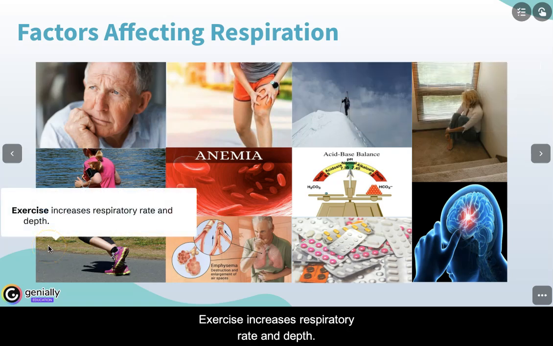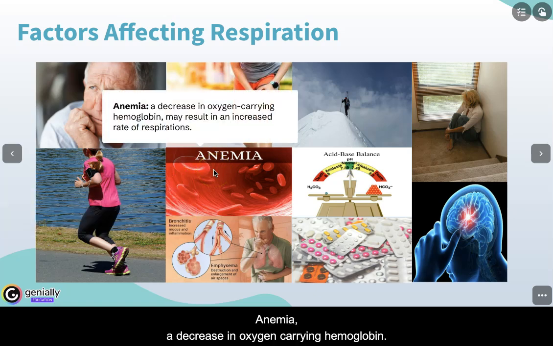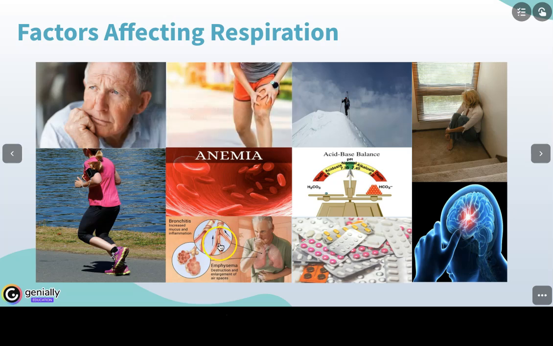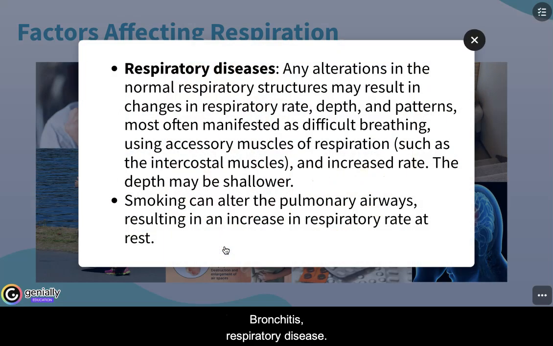Exercise increases respiratory rate and depth. Anemia, a decrease in oxygen carrying hemoglobin, could result in increased rate of respirations. Bronchitis is a respiratory disease. Any alterations in the normal respiratory structures may result in changes in respiratory rate, depth, and patterns. Most often, it's manifested by difficulty breathing. You're using your accessory muscles of respiration, such as the intercostal muscles, and increased rate. The depth may be shallower.